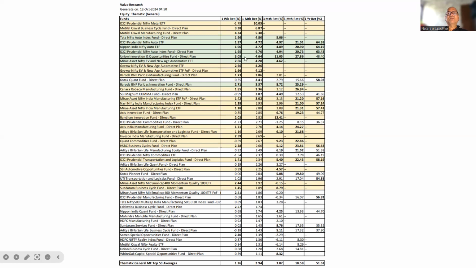Let us look at weekly returns above 2% among green ones: Union Innovation and Opportunities Fund, Mirae Asset Nifty EV and New Age Automotive ETF, Baroda BNP Paribas Innovation Fund. And among the amber ones, let us discuss above 2% returns: Motilal Oswal Business Cycle Fund, Motilal Oswal Manufacturing Fund, Groww Nifty EV and New Age Automotive ETF, and Union India Manufacturing Fund. So keep an eye on these.